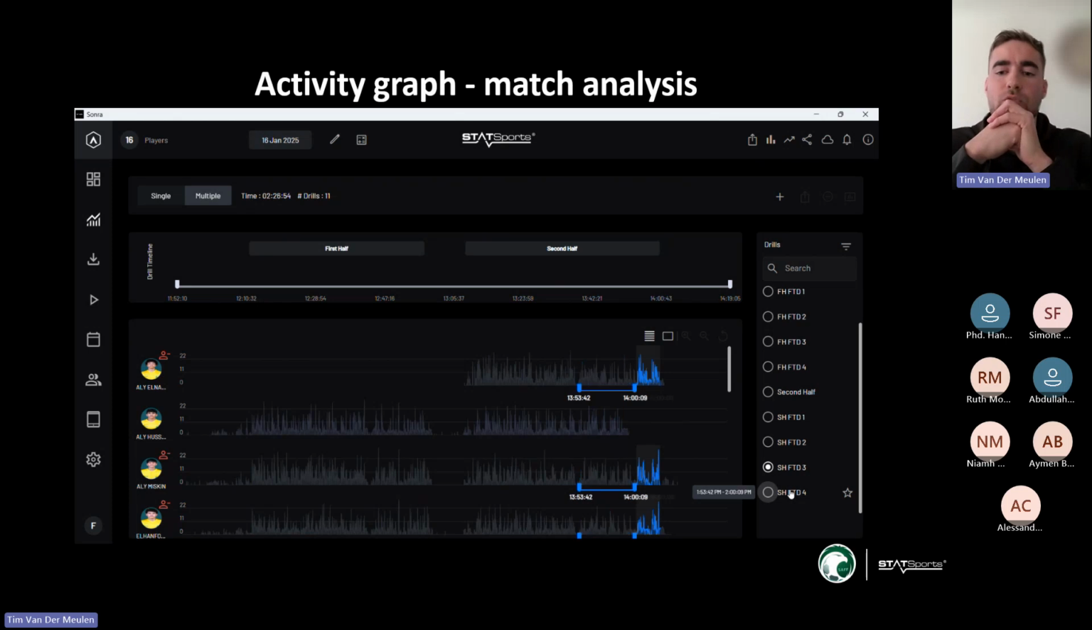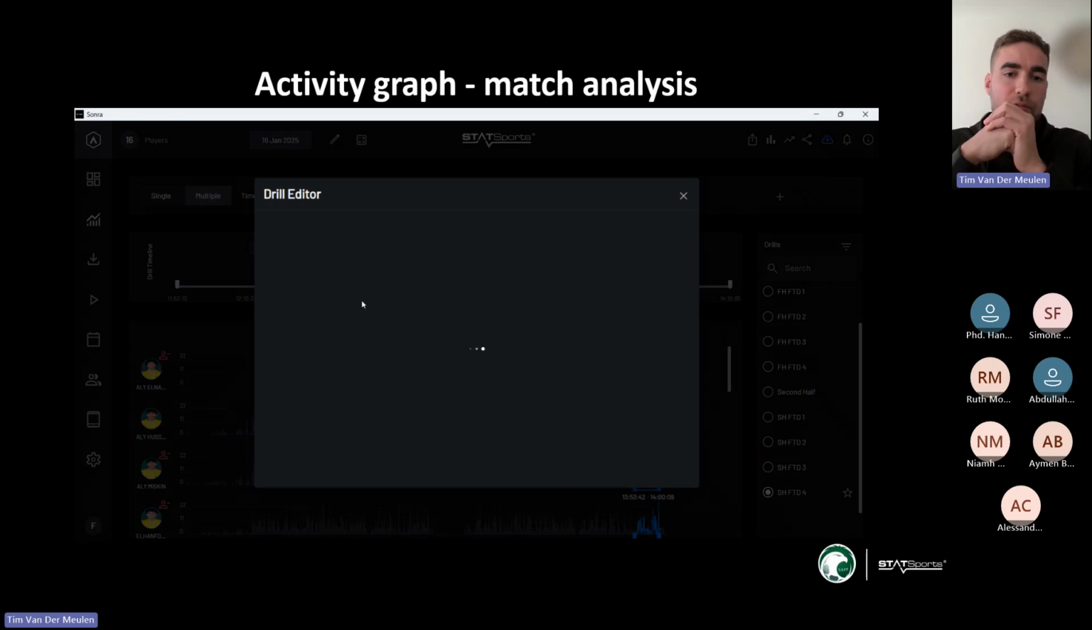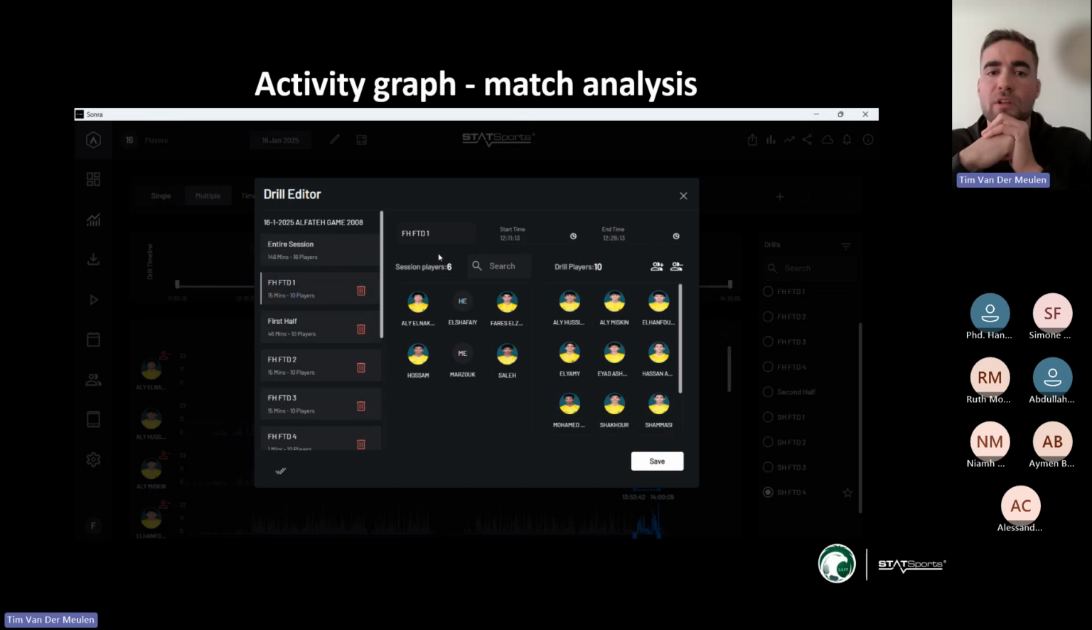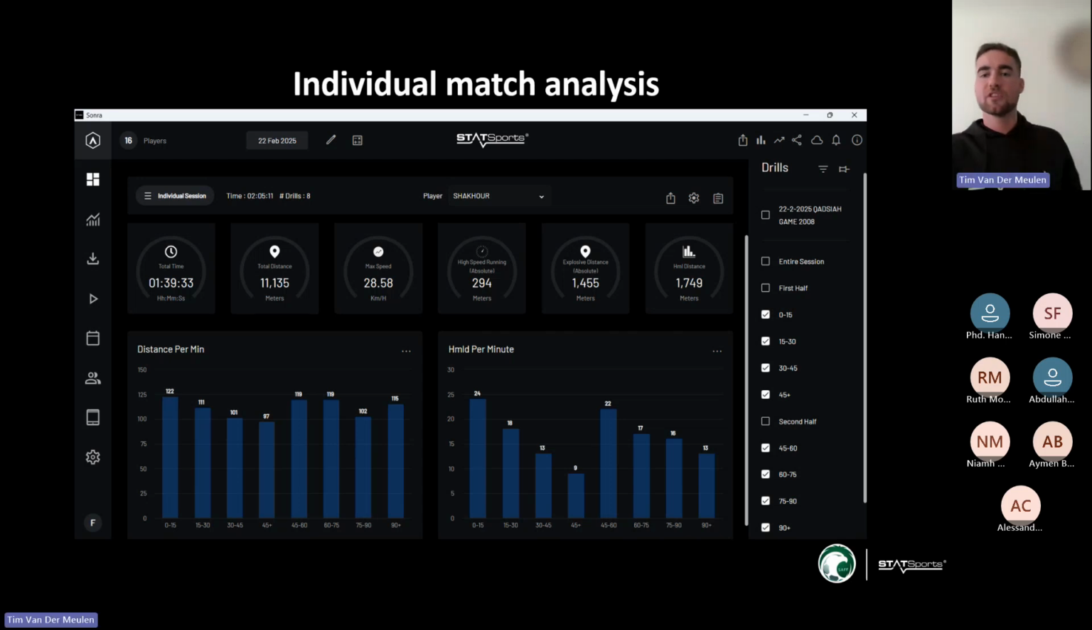In the drill editor, you're able to rename those different drills. So I've changed the names respectively into 0 to 15 minutes, 15 to 30 minutes, 30 to 45 minutes, and so on. As you can see on the right side, within the individual session dashboard, I've selected those specific 15-minute duration blocks in order to make a fully visible dashboard for a total game.